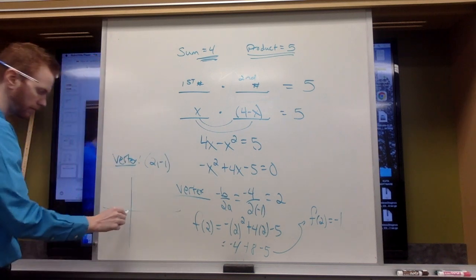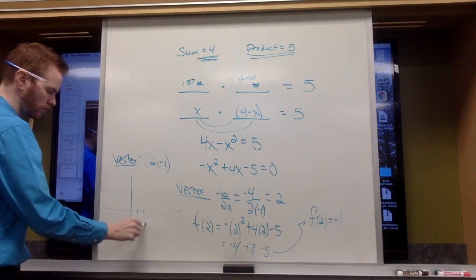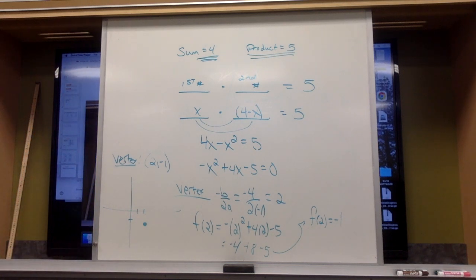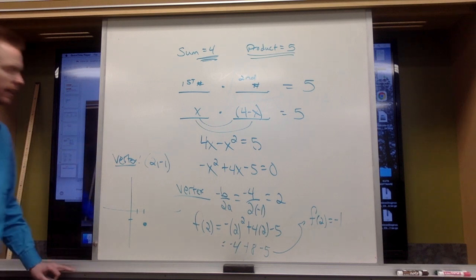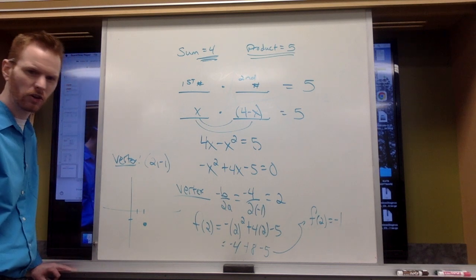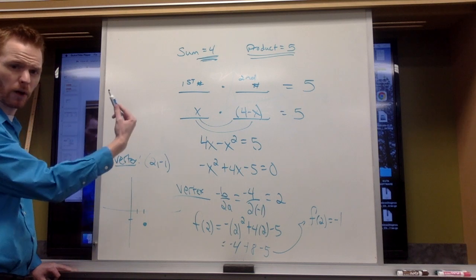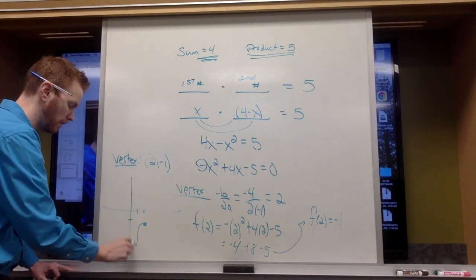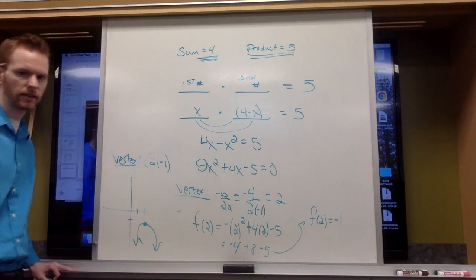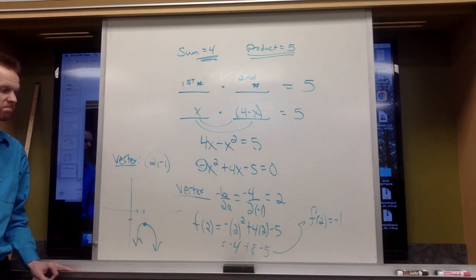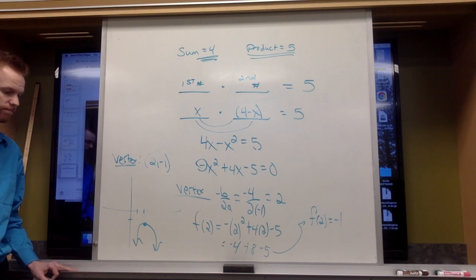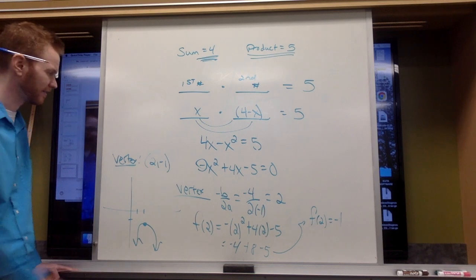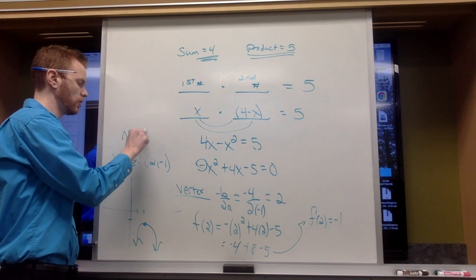Let's just do a quick graph. Over 2, down 1. So it's located right here. Well, where's it going to open up? It's going to go up or down. Well, the negative is implying that it's going to be opening downward. Just like that. Does that mean I have a solution? What do you think? The answer is no solutions.